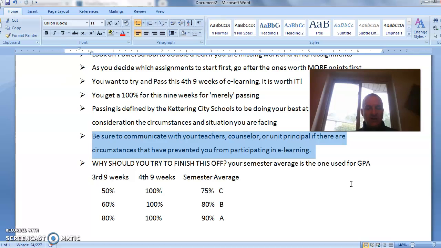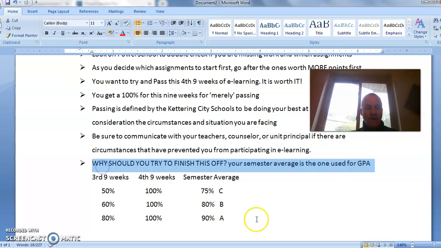Start with your teachers first. Your teachers will try to work with you. If you feel like your teachers are not working with you, then consult your counselor or your unit principal to intercede on your behalf. They're there for you. So get people in your corner, let people know what is going on, share with them any difficulties you might be having, because everybody is in this together, and we want you to get your 100% for this 9 weeks.